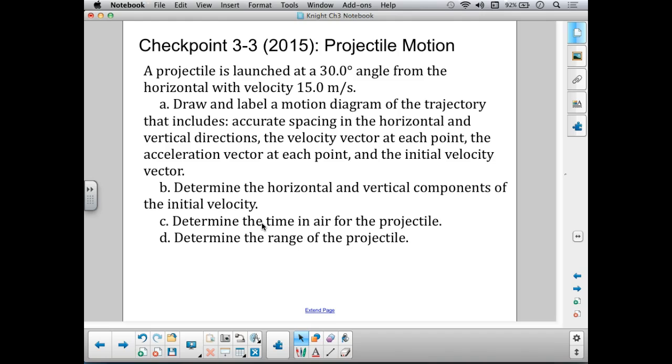I have a projectile. It's launched at a 30-degree angle from the horizontal with a velocity of 15 meters per second, and we have 4 tasks. The first task is to draw and label a motion diagram of the trajectory that includes accurate spacing in the horizontal and vertical directions, the velocity vector at each point, the acceleration vector at each point, and the initial velocity vector. And once we have that, we need to go on to part B, determine the horizontal and vertical components of the initial velocity. C, determine the time in air for the projectile, and D, determine the range of the projectile. So let's get started with that.